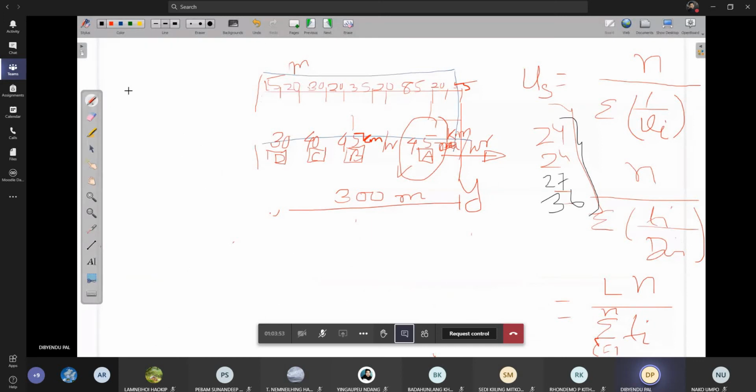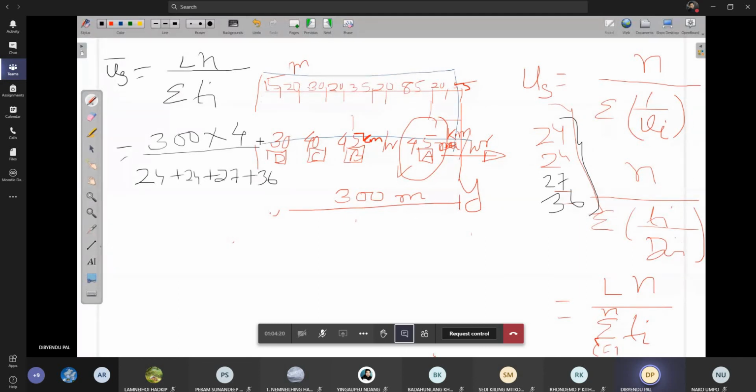Here I have already written that specimen speed is equal to nL divided by summation of Ti. In our case L is 300 meter. Number of vehicles is 4. Ti means it is 24 seconds plus 24 seconds plus 27 seconds plus 36 seconds, right? Do this calculation. You will get the value in terms of meter per second, because this unit is in meter and these are in seconds. Calculate that, then convert into kilometer per hour.